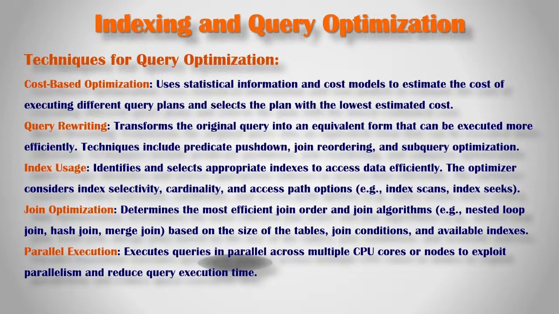The optimizer considers index selectivity and access path options, for example, index scans and index seeks. Join optimization determines the most efficient join order and join algorithms, for example, nested loop join, hash join, and merge join, based on the size of the tables, join conditions, and available indexes. Parallel execution executes queries in parallel across multiple CPU cores or nodes to exploit parallelism and reduce query execution time.